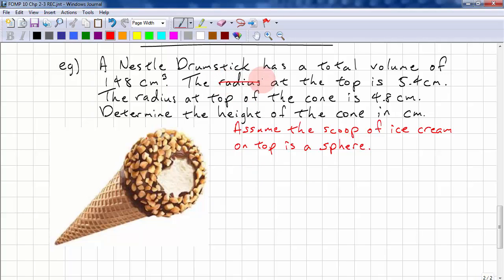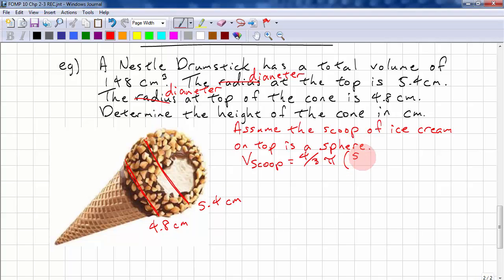I apologize, this should say diameter, and this should say diameter. It's not a very big cone. The volume of the scoop is 4/3 pi, and this is 5.4 centimeters, and this is 4.8 centimeters. Since this is a diameter, we need to divide this by 2. 5.4 centimeters divided by 2 and cubed. So this is approximately 82 centimeters cubed.